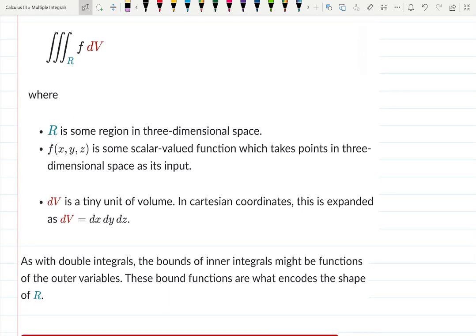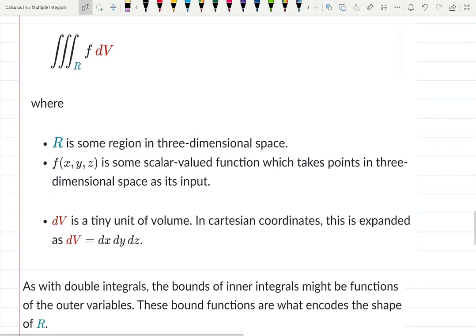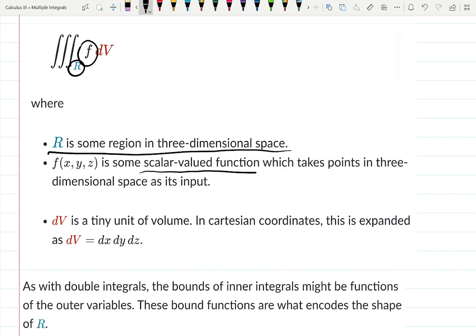I'll just give you the notes. I found this nice explanation. A triple integral of f dV over R. R is the 3-dimensional object. F inside is a scalar valued function that takes points in 3-dimensional space as inputs.